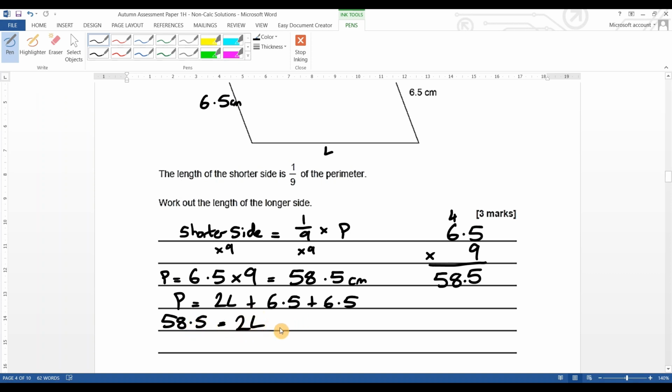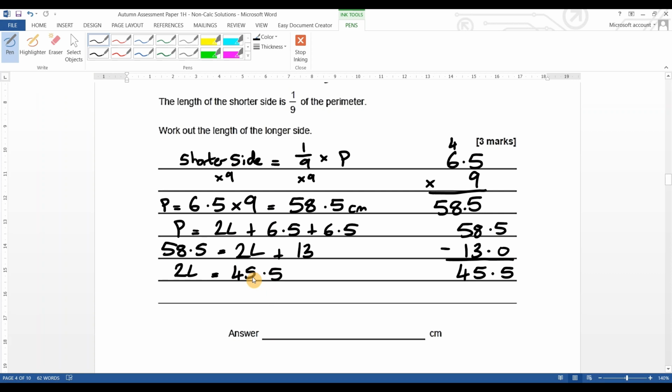2L is just 2L for the time being. 6.5 plus 6.5 is 13. So I'm going to have to take away 13 from both sides. Let's do 58.5 take away 13. I have to do it like this. 5 take away 0 is 5. 8 take away 3 is 5. 5 take away 1 is 4. That's 45.5. Okay. We just want one length.